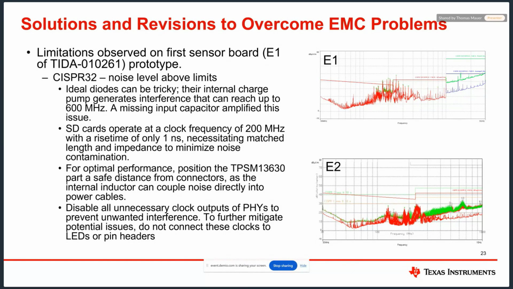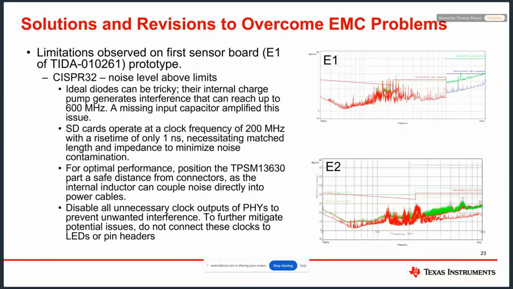So the limitation that we have observed on the first sensor board, just to summarize this, is that we failed this CISPR 32, where the noise levels were way above the limits. And there are 4 items that we identified. One of them was these ideal diodes. They can be a bit tricky because they have an internal charge pump, which can generate interference. And there was also a missing input capacitor, which amplified the issue. So this was addressed then in the E2 version.